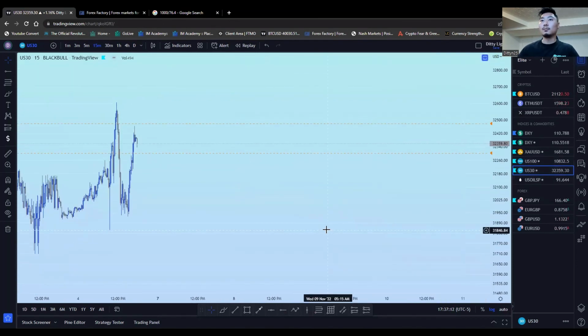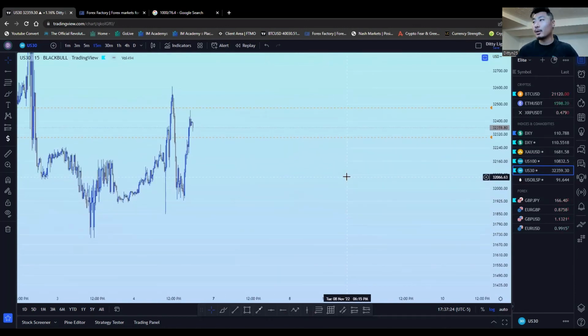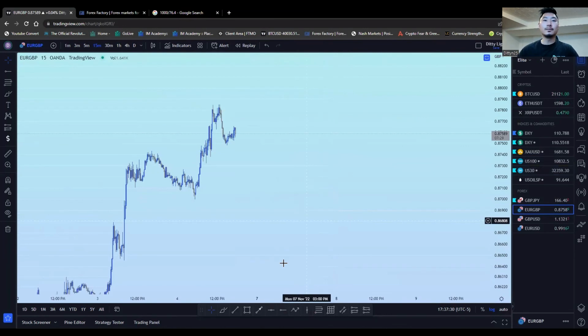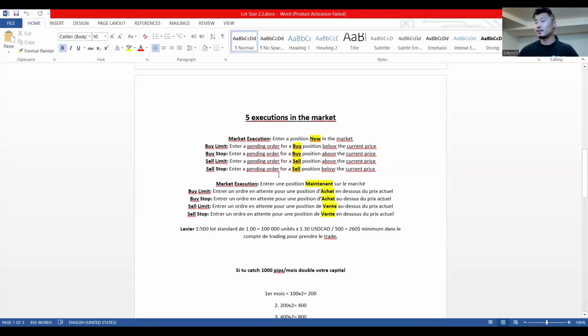So with that being said, we saw pip count, we saw lot size in many pairs, right? And now what I want to do is to tell you about pending orders. Let's go on this chart, EG, okay, simple. So now pending orders, let's go on the file. Here you have 5 executions in the market execution. So it's 6. You have 6 executions in the market, right? I put 5 because with market execution, you can buy or sell now, right? You're taking a position now in the market.